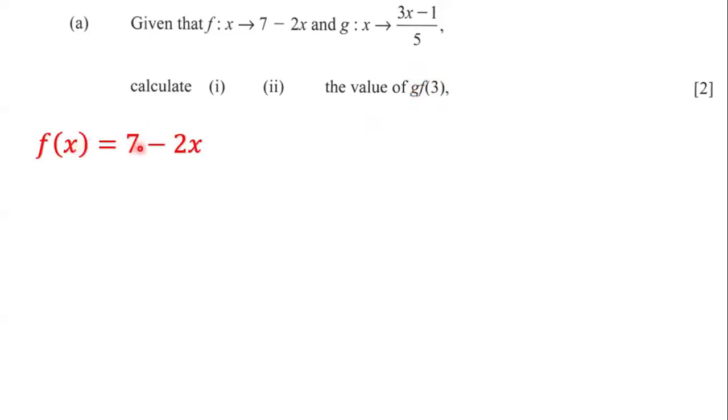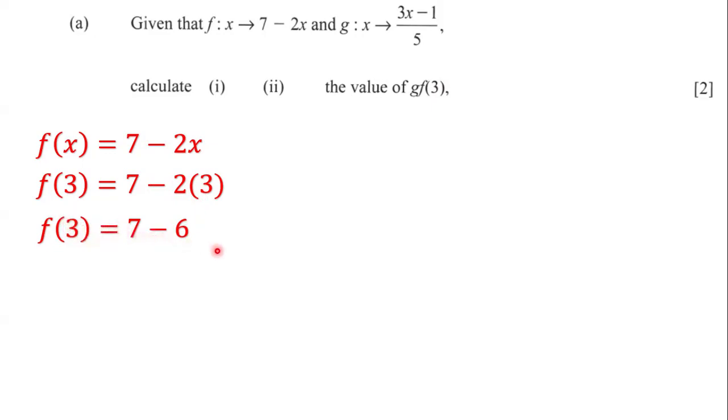We know f of x is equal to 7 minus 2x. So f of 3 is going to be equal to 7 minus 2 times 3. So wherever we see x, we put 3. So f of 3 is equal to 7 minus 2 times 3. And here we have negative 2 times 3, and negative 2 times 3 is negative 6. And so f of 3 is equal to 7 minus 6, and 7 minus 6 is 1. So f of 3 is equal to 1.